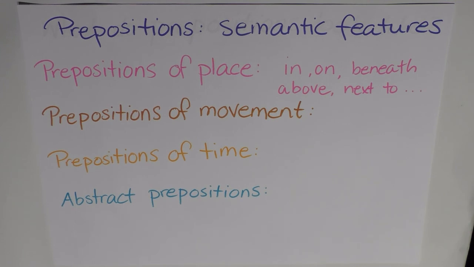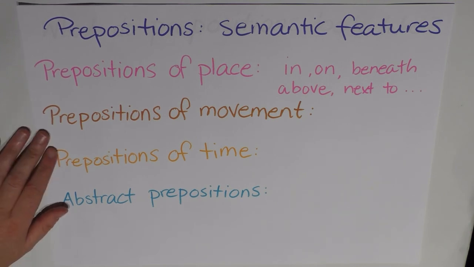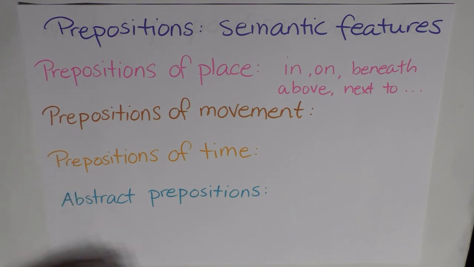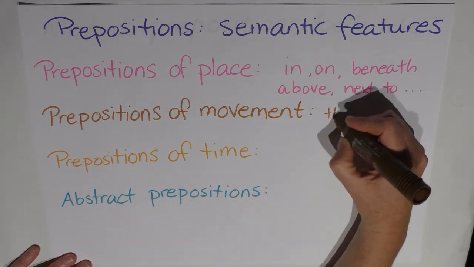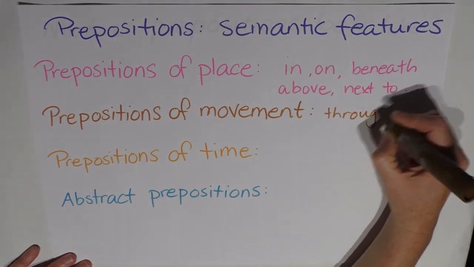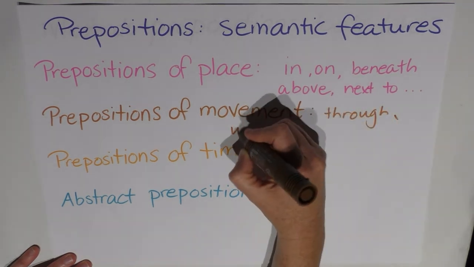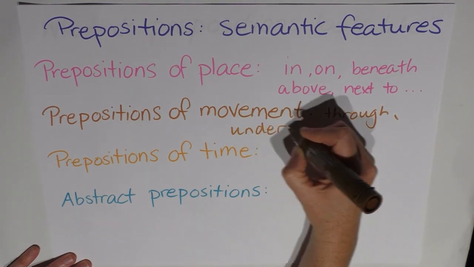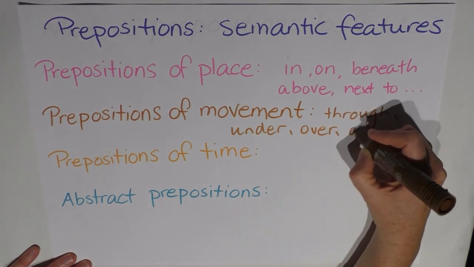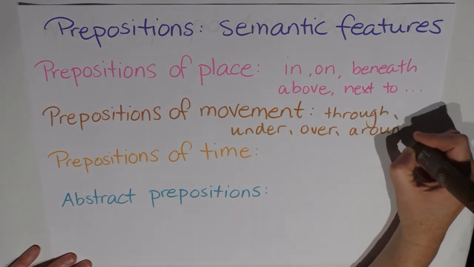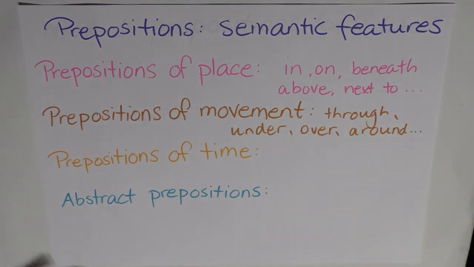We can also use prepositions to show how things are moving. So these are called prepositions of movement. And examples of these ones are such as through, under, over, around, in between, along, and so on and so forth.